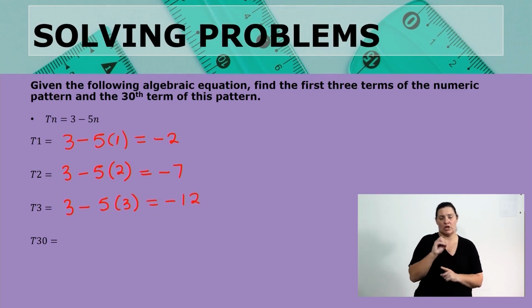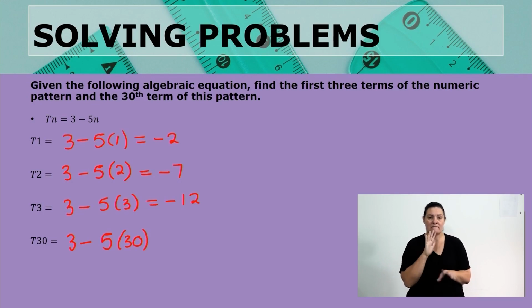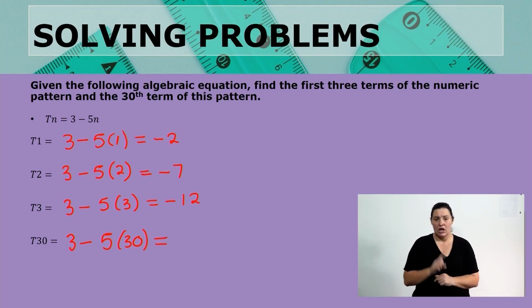What about the 30th term? Let's use our equation to calculate the 30th term. So we are now going to say 3 minus 150. And this is because 5 multiplied by 30 is 150. So what is 3 minus 150? If you have negative 147, you are absolutely correct.